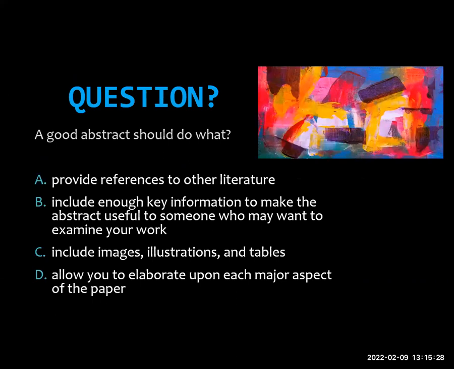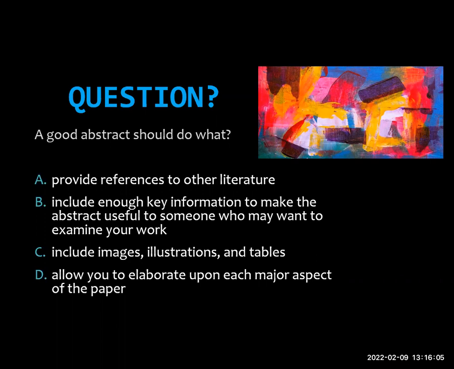So we've talked about some do's and don'ts. Of these 4 things, a good abstract should do which? Again, you can say in the chat, or you can unmute and mute yourself and let us know. Is it provide references to other literature, include key information to make the abstract useful to someone who may want to examine your work, include images, illustrations, or tables, or allow you to elaborate upon each major aspect of the paper? What should a good abstract do?